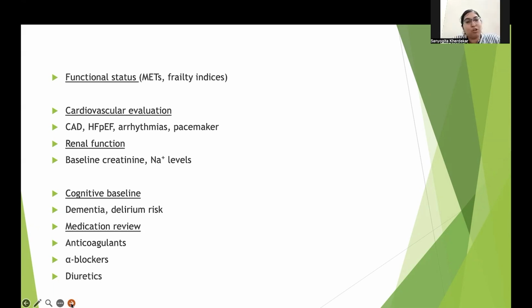Again, post-op cognitive dysfunction is more common. So there is more risk of dementia, delirium. So it is important to have a cognitive baseline in a pre-op patient. The patient may have multiple medications: anticoagulants, alpha blockers, diuretics, antihypertensives, OHAs. So those are all the things that we need to evaluate in the PAC.